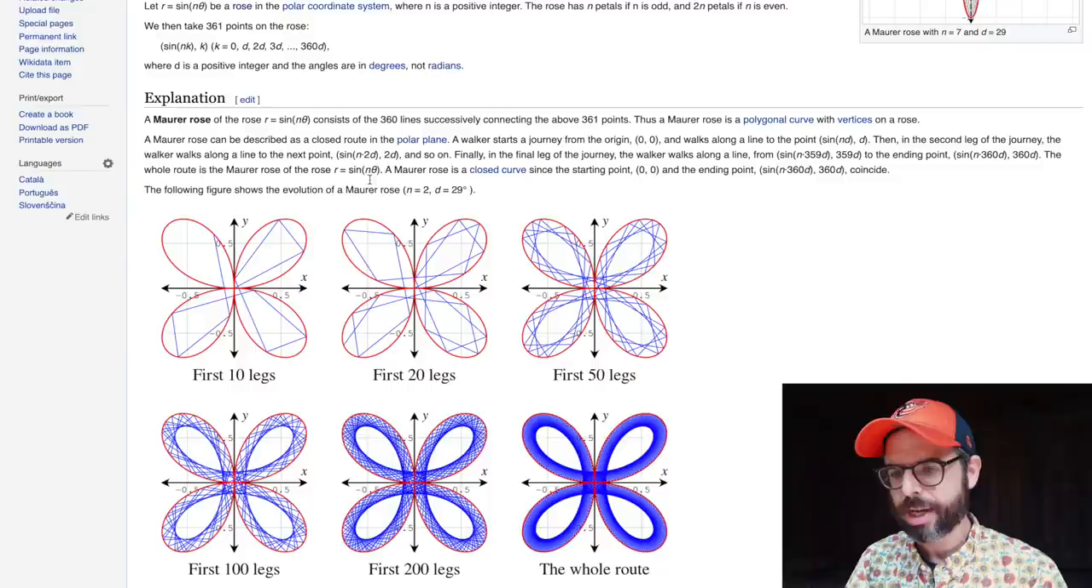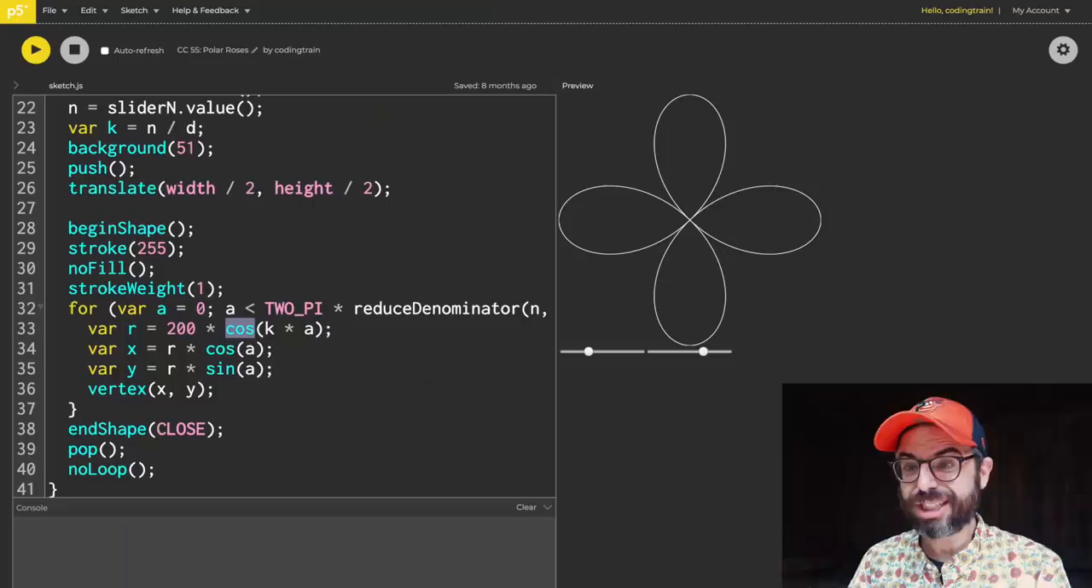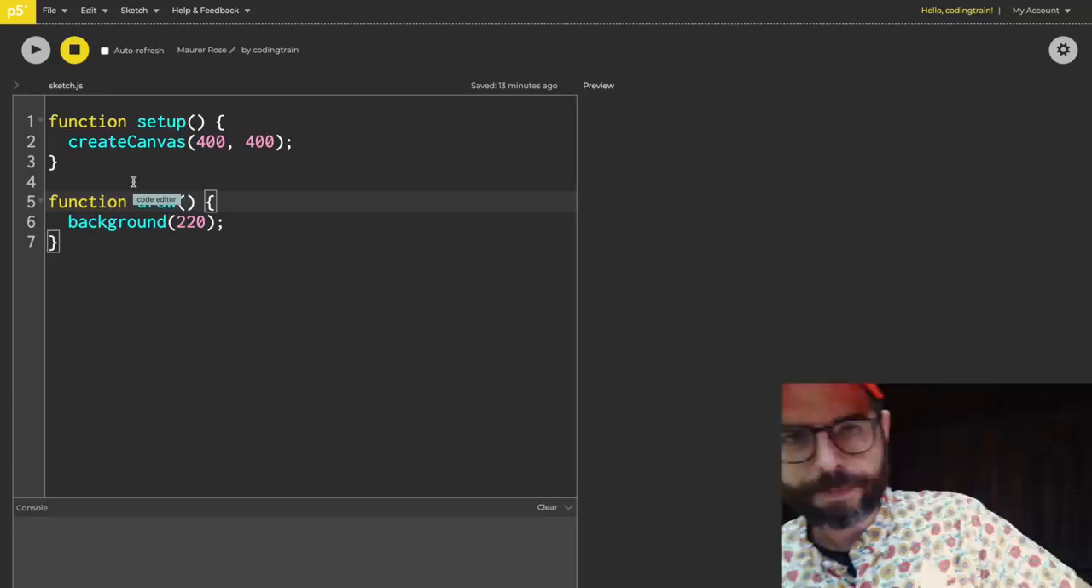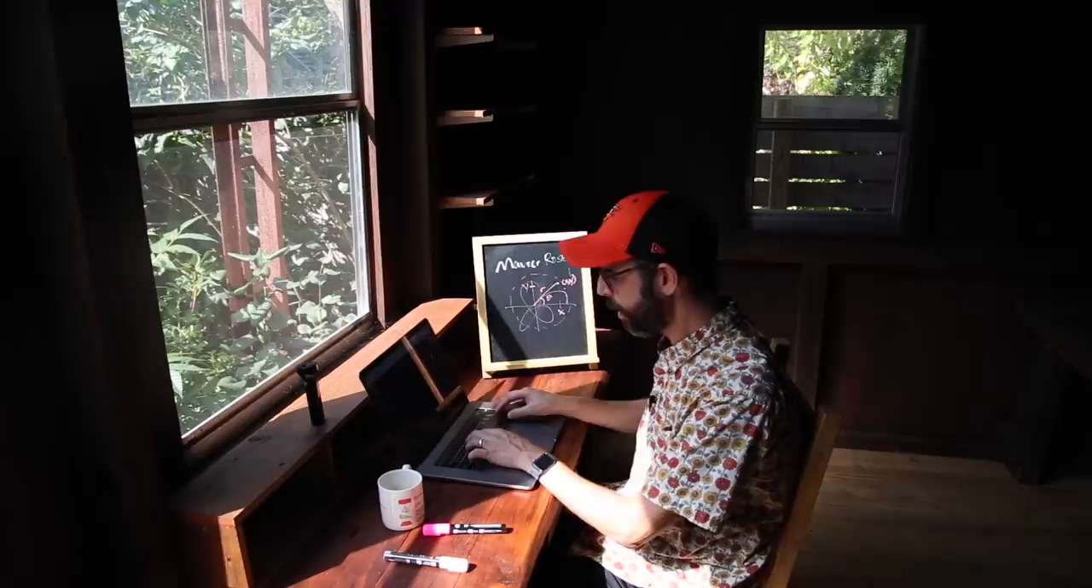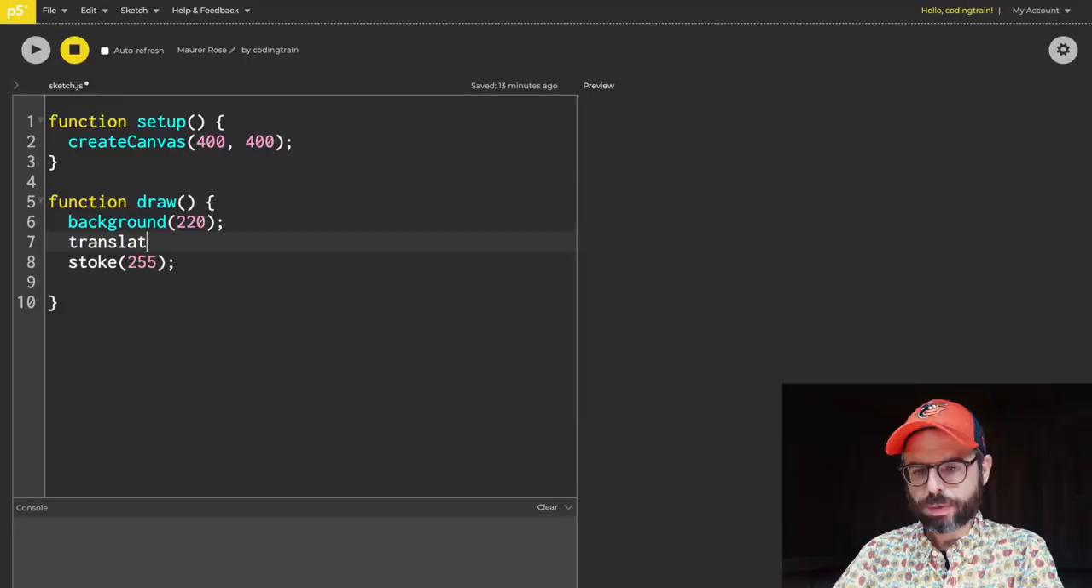So let's see if I can recreate this pattern right here. So I could start with this code. I'm going to kind of start over, just to kind of do the whole thing from a blank P5 sketch. So let's just get that polar circular path to start with. So I'm going to say stroke 255. I'm going to translate to the middle.